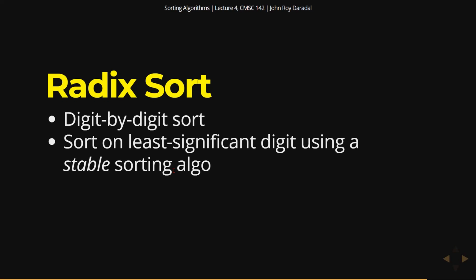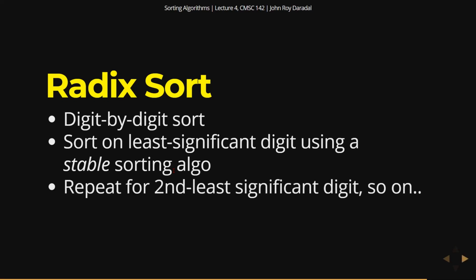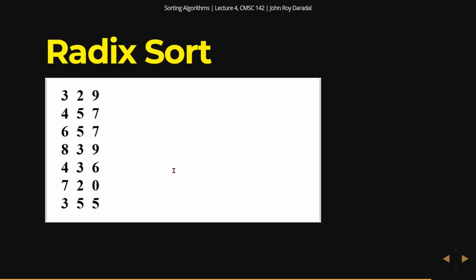So it could be something like merge sort or counting sort even. And then we'll do this for the second least significant digit and so on until we reach the most significant digit. Then after that, we've already sorted everything. So how does that work exactly?